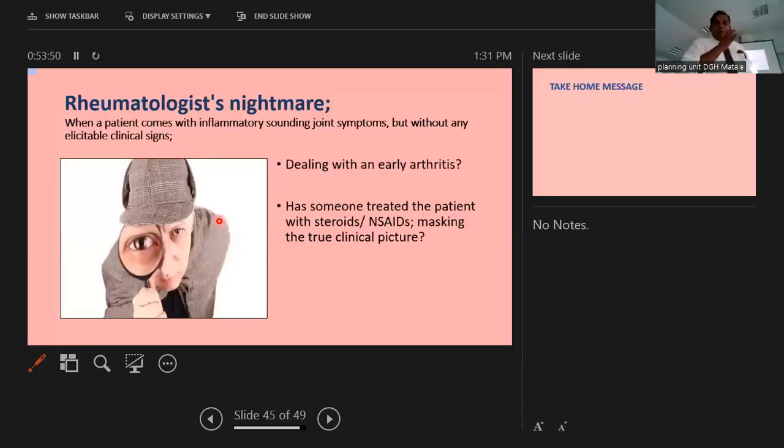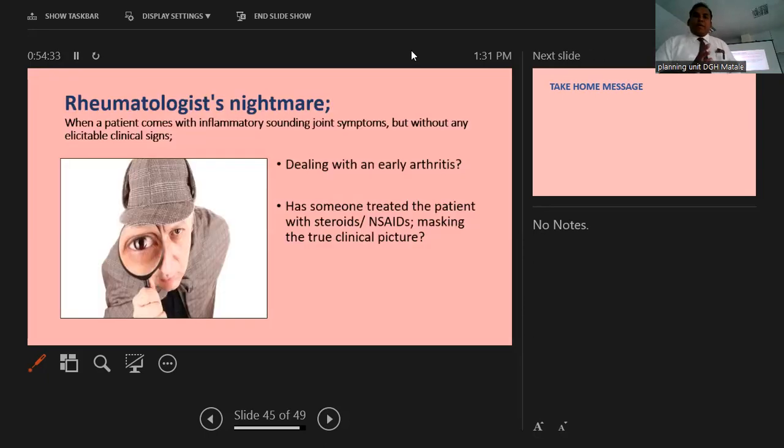And I need to finish off this presentation, I need to make this point. This is a nightmare for a rheumatologist. Sometimes in your practice or the hospital, the patient comes telling that they have had inflammatory joint symptoms in the past, but when you examine, the examination is absolutely normal. The question we come across is, are we dealing with an early arthritis, or has somebody treated with NSAIDs or possibly steroids?